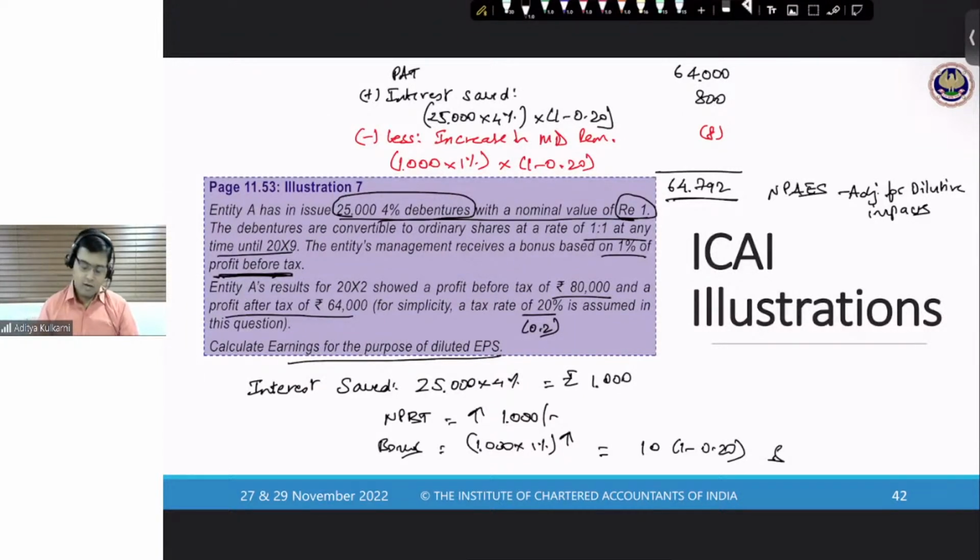Okay, fine. All right. So that takes care of this. When I calculate my diluted EPS, what is going to be in my denominator? The number of shares for basic EPS plus the potential shares. The numerator will be the net profit for basic EPS plus whatever adjustments you want to continue. Okay, so that takes care of illustration 7.